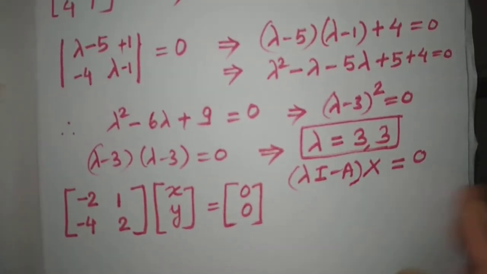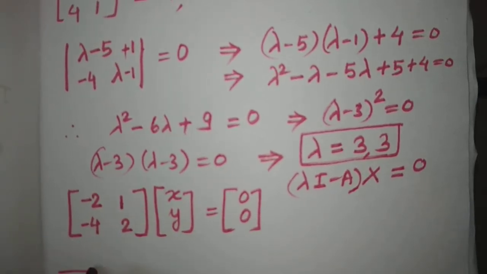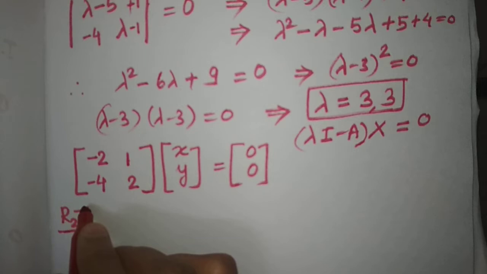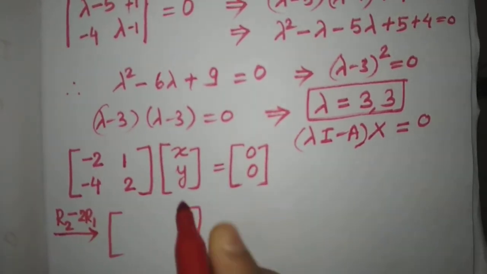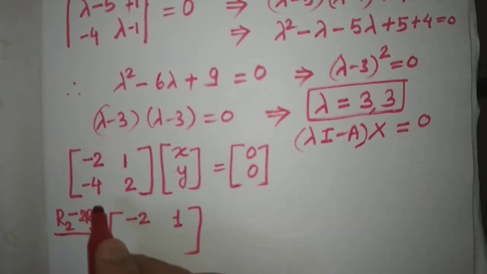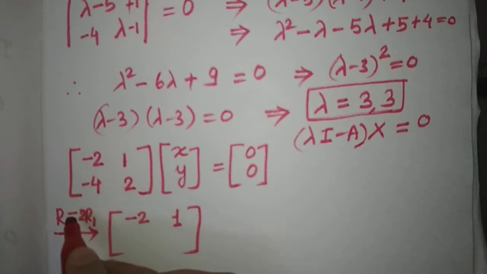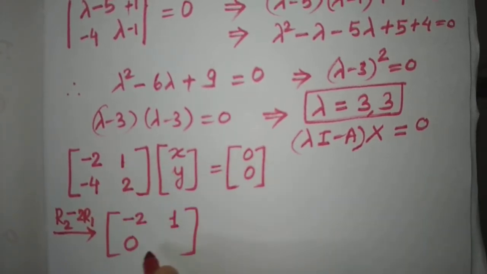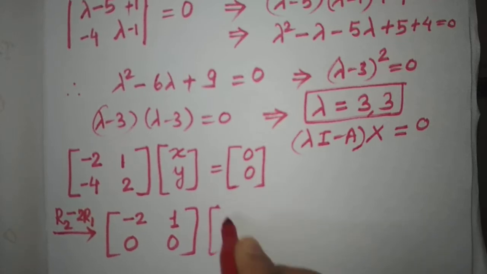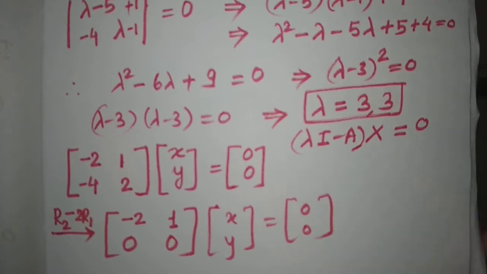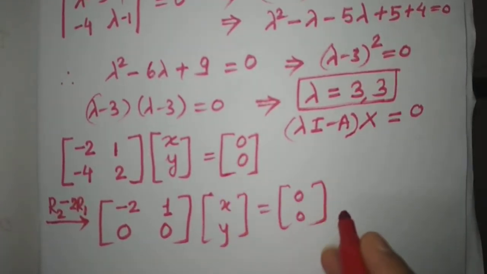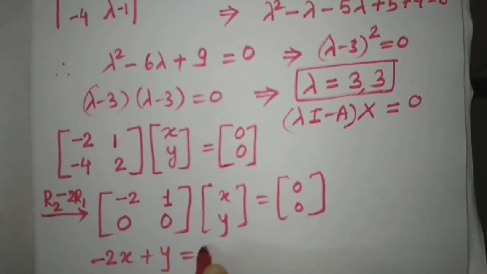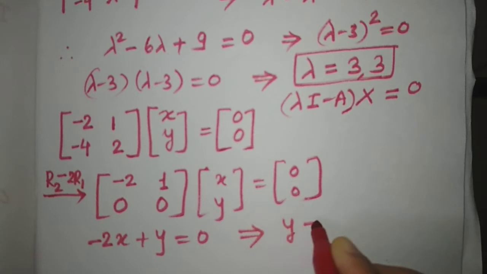To find the solution, you perform the row operation R2 minus 2 times R1. We will get minus 2, 1 as it is, and write the result in the second row. So R2 is minus 4; you take minus 2 times minus 2, so it is plus 4, so this entry is 0. Then 2 minus 2 is 0. And the system is as it is, so we just take x, y, 0, 0. Because it is a homogeneous system, there is no change on the RHS. And now we get minus 2x plus y is equal to 0.